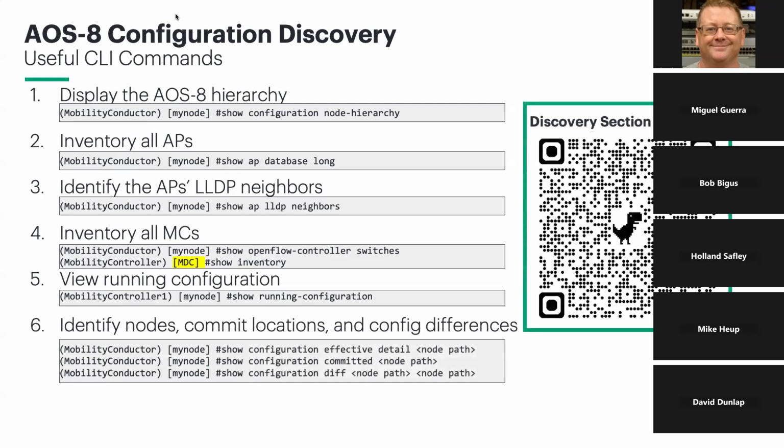The last one on here is show configuration effective detail, and then entering the site's path, the node's path. So you can do /md and the rest of that path, or just do the hostname for the controller. So we say, for example, show configuration effective detail controller one, if that was the hostname.